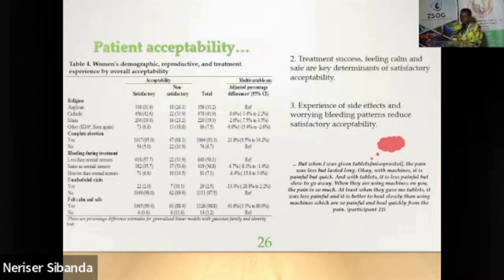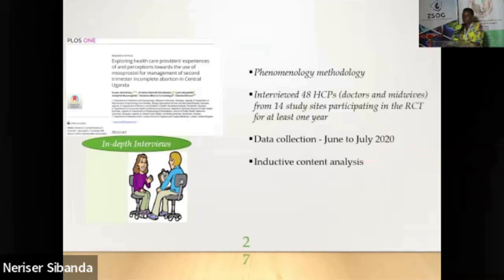We compared the demographic characteristics against overall acceptability, and what came out in addition to the qualitative results is that treatment success and feeling calm and safe were key determinants of satisfactory acceptability. And then experience of side effects and worrying bleeding patterns actually reduced acceptability.